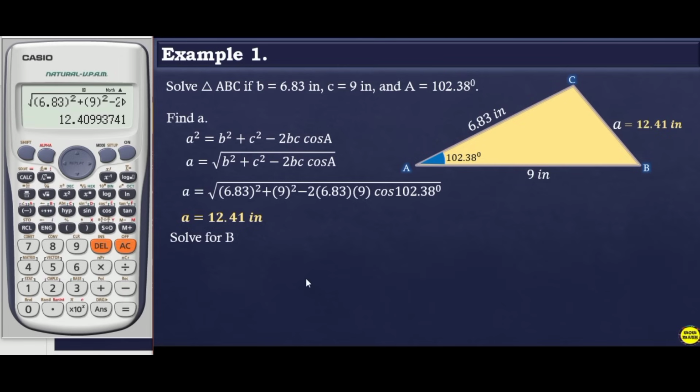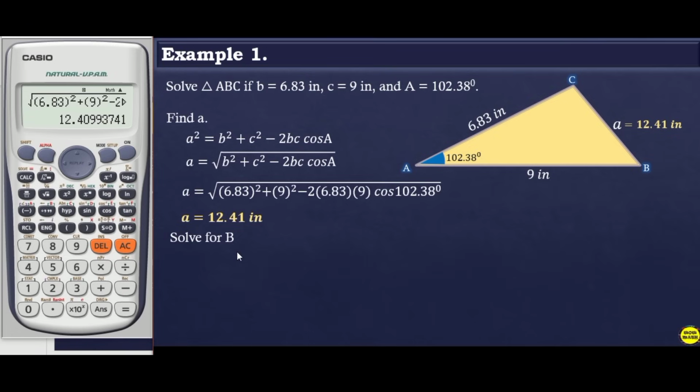Next, for us to solve for B, since nakuha mo na yung side na opposite ng given angle, ang next step po natin is kukunin po natin yung measure ng angle na opposite ng shorter side. So, ito ba yon? Hindi po. Kasi i-compare mo muna. 6.83, this is 9. So, ito yung mas maiksi. So, ang gagawin po natin, ito po, yung opposite niya, ang next step natin. Yung angle na kukunin natin. So, that is solve for B.